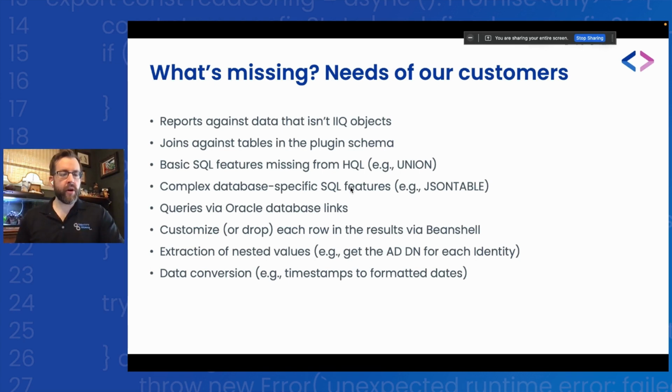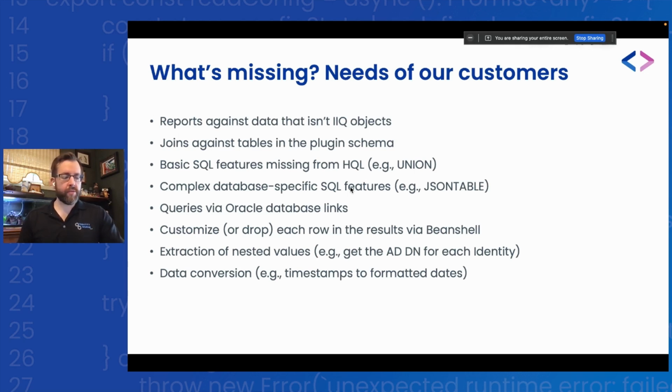Some people have wanted things that HQL simply does not support. So unions, union all, intersect. This data set minus this data set. Database specific SQL features, so JSON tables and XML types and parsing different stuff out on the server. They've wanted to use Oracle database links. So the IIQ database has a database link into a data warehouse or something like that.